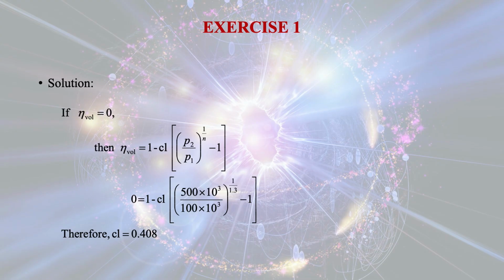Now here again P2 by P1 is given as 5. The value of n is given as 1.3, but the only thing you have to put is eta volume equal to 0. If you do the calculations, you will find the value of CL you are getting as 0.408. Now let us proceed to the second numerical.